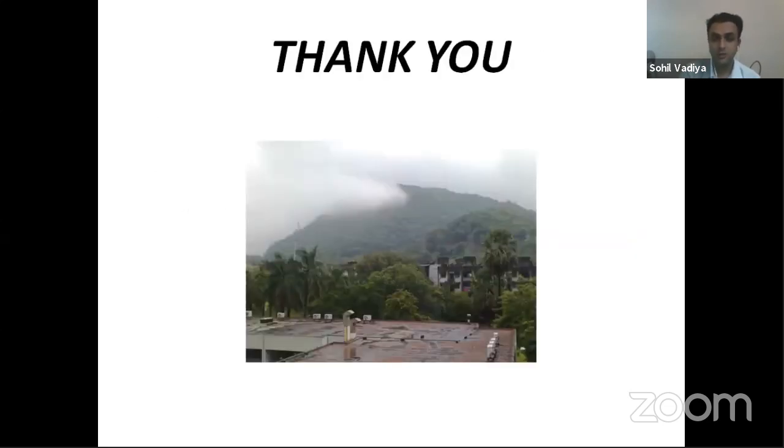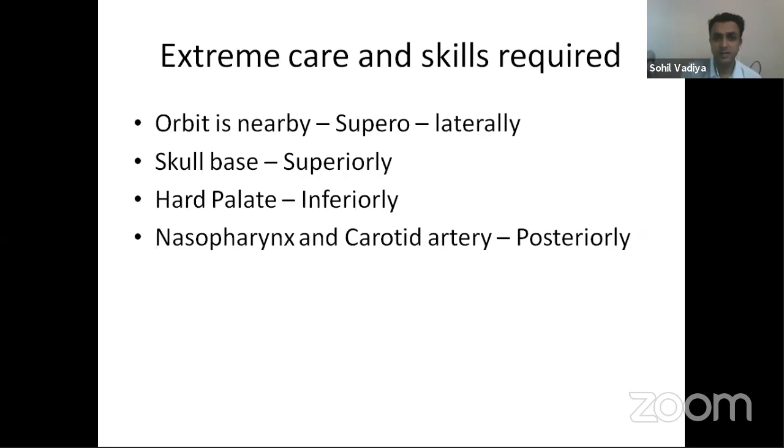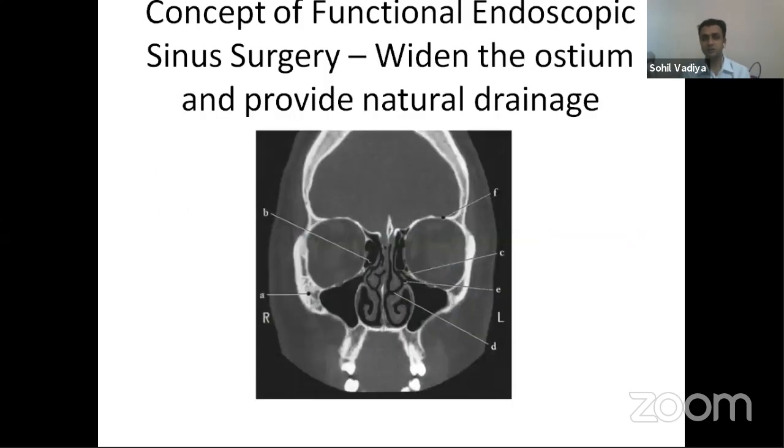Thank you. So in summary, what we learned today is that there is something called the external nose, which is formed of cartilages and bone. There is the nasal cavity, where there is a lateral wall and a medial wall. The medial wall is formed by the nasal septum, then the roof and a floor. The floor is formed by the hard palate.